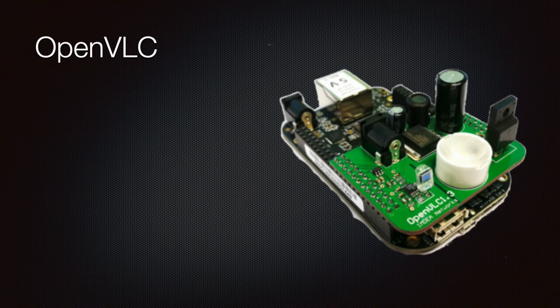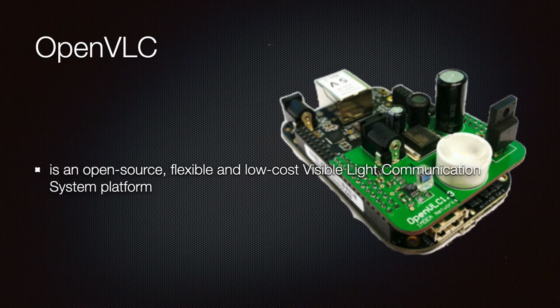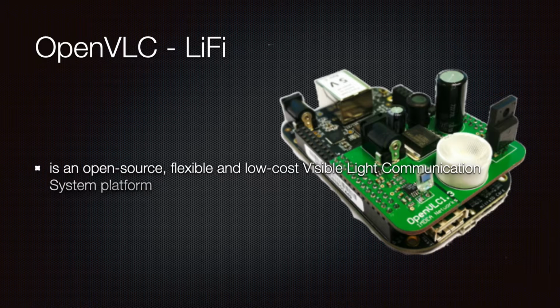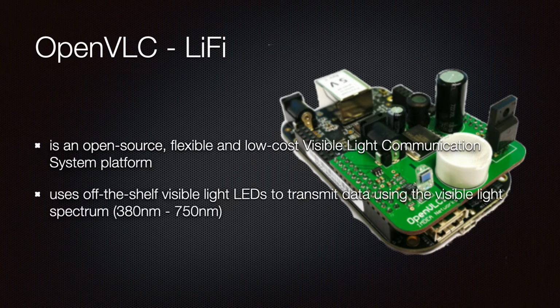OpenVLC is an open-source, flexible, and low-cost visible light communication system platform, sometimes also referred to as Li-Fi. Visible light communication uses off-the-shelf visible light LEDs to transmit data using the visible light spectrum. OpenVLC's mission is to help progress the research and industry in visible light communication systems by making the technology easier to access, for example, get into the hands of students like us.